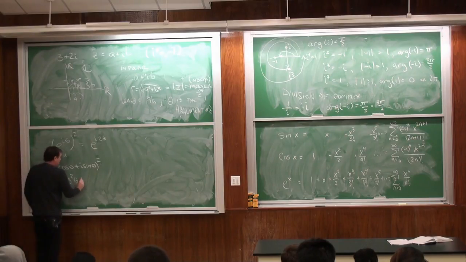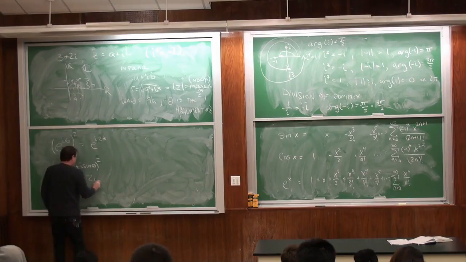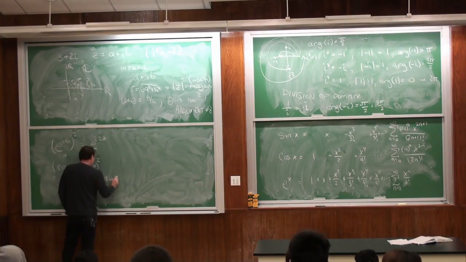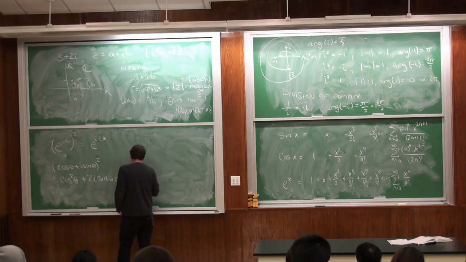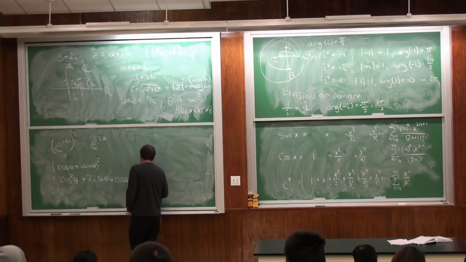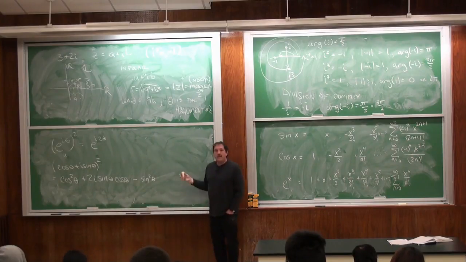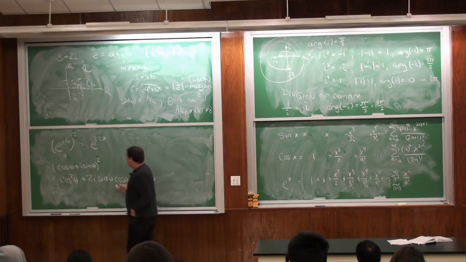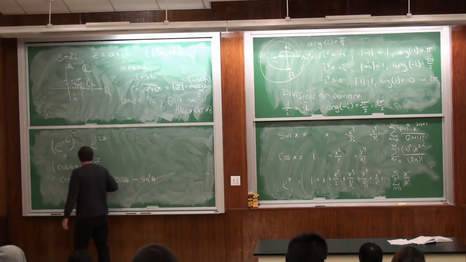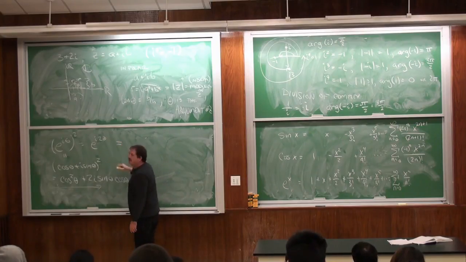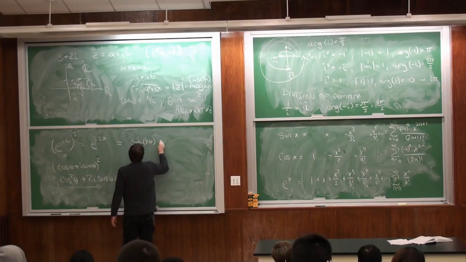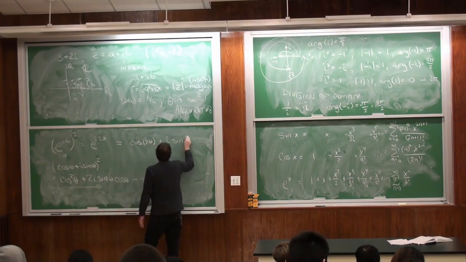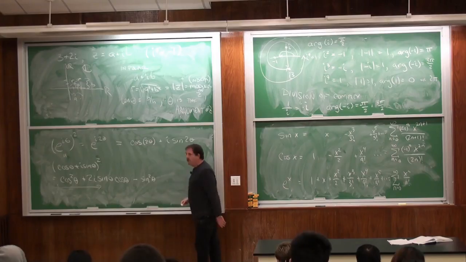So that's cosine squared theta plus 2i sine theta cosine theta minus sine squared theta. From this I can now immediately read off the fact that, so that's going this way. And going this way, this is cosine 2 theta plus i sine 2 theta. So there's the double angle formula.